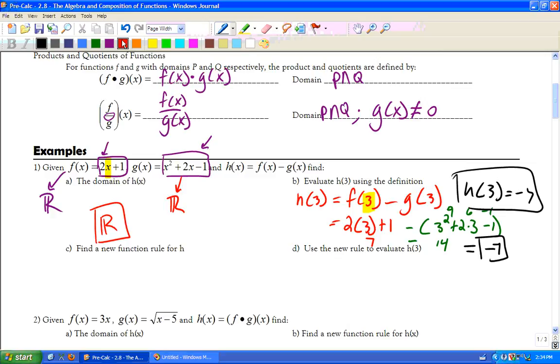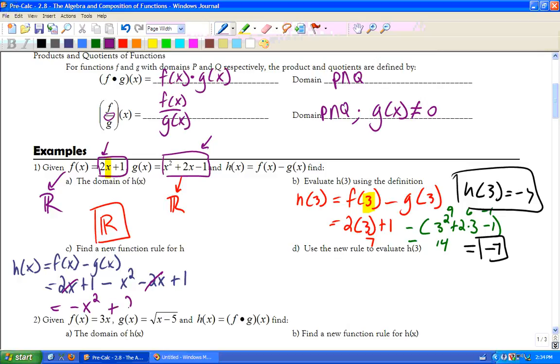To find a new function rule for h: if h of x equals f of x minus g of x, we can just plug in the actual expressions. 2x plus 1 minus x squared plus 2x minus 1. When I distribute that negative, it becomes minus x squared minus 2x plus 1. And we can combine like terms. It becomes negative x squared. The 2x and the minus 2x cancel. The plus 1 plus 1 gives us 2. So h of x is the same thing as negative x squared plus 2.